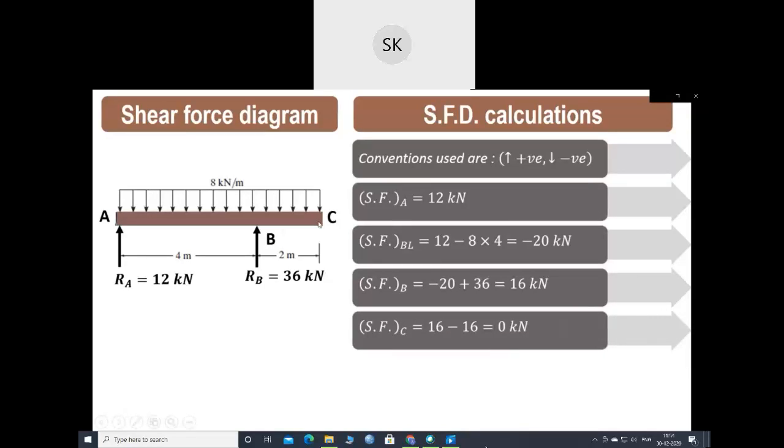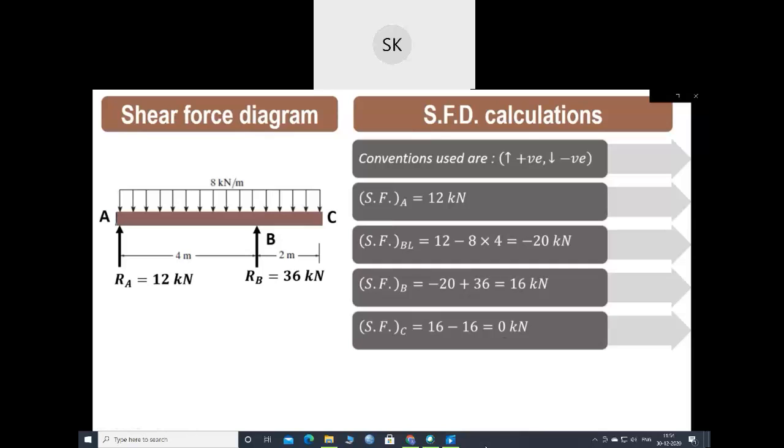Now shear force at C. So up to B we are having 16. So 16 that we have written over here, and from B to C UDL is 8 kilonewton per meter acting over 2 meter length. So 8 into 2, but it is acting in the downward direction, so it is negative. So 16, that is from the previous value, is 16 minus this UDL load of 16. So 16 minus 16, that is 0 kilonewton.